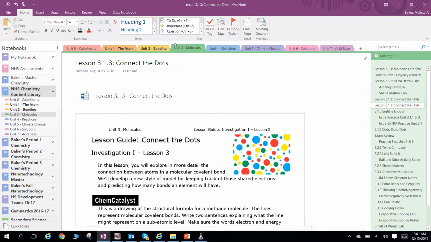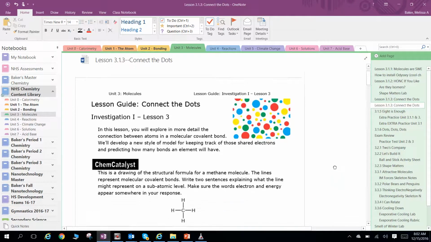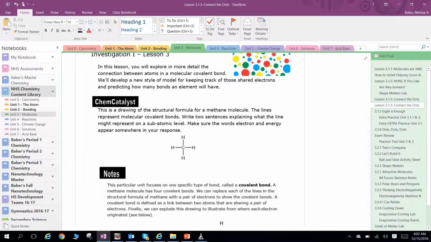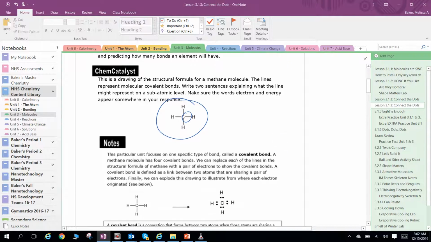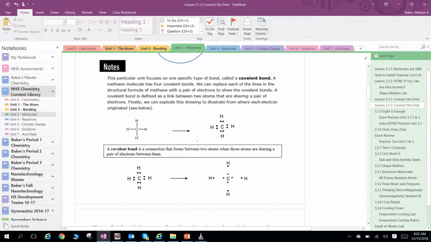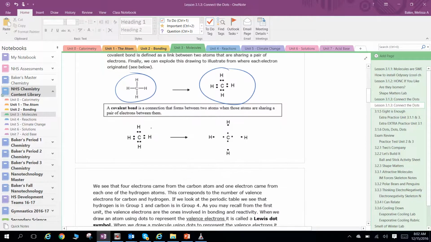Let's talk about lesson 3.1.3. It's called Connecting the Dots. And what we're talking about is what these lines represent when you look at a structural formula. If instead of lines, you draw 2 dots for each of the lines, and you blow it up even further and separate out where the dots came from, you'll see something that looks like this.